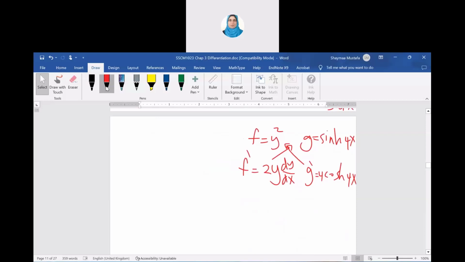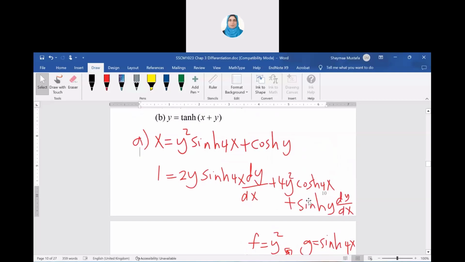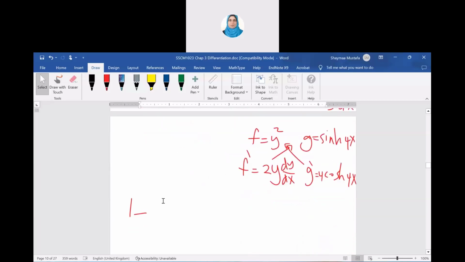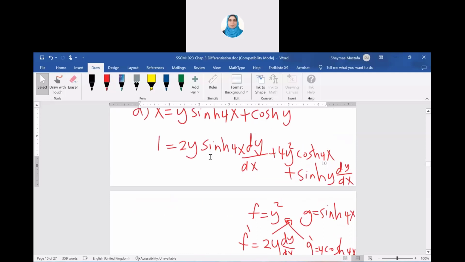I will move this one to the left side here. So this one will become 1 minus 4y squared sine 4y cosh 4x. This one does not include dy over dx, so move it to the other side. So minus 4y squared cosh 4x equal to the other terms, the other two terms.